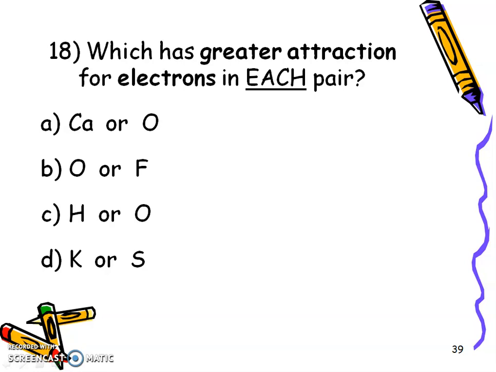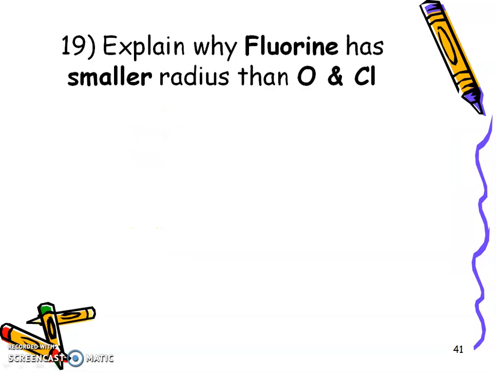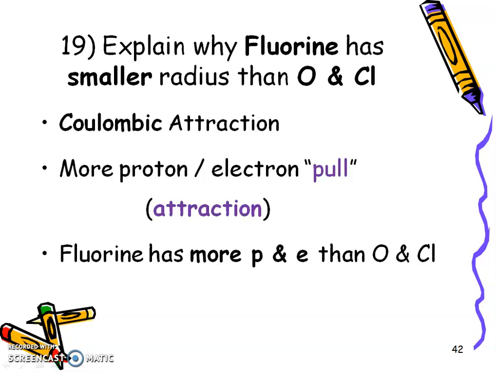Number 18. And there's your trend. Again, the closer you are to fluorine, the more power you have to grab other people's electrons. 19. And remember, we talked a little bit about Coulombic attraction. So again, pause, read over this, and hopefully that makes sense as to the why.